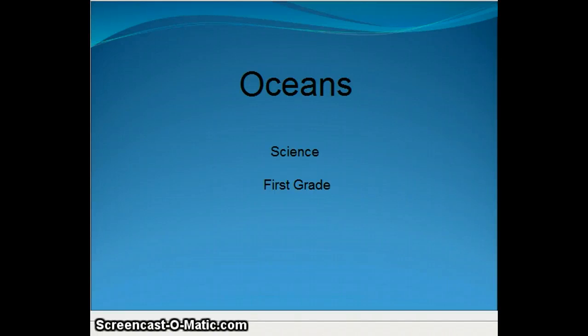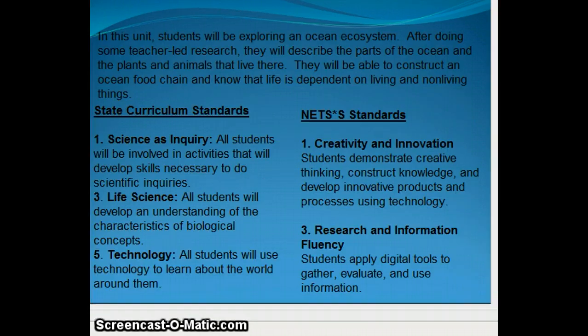Hello everyone, this is a science unit for first grade on the ocean, but could easily be adapted to any elementary class. In this unit, students will be exploring an ocean ecosystem. They will be doing some teacher-led internet research as well as reading books and describing the parts of the ocean and the plants and animals that live there. They will be able to construct an ocean food chain and know that all life is dependent on living as well as non-living things.